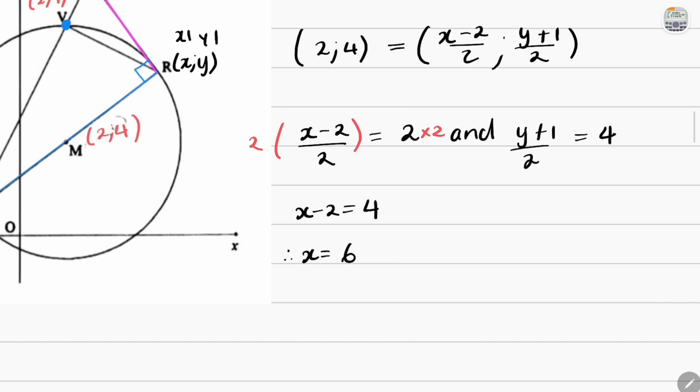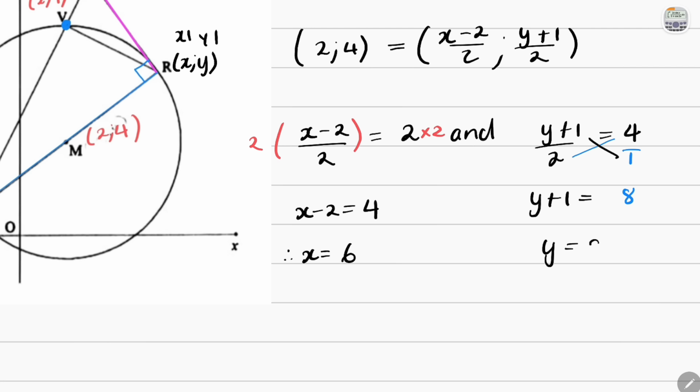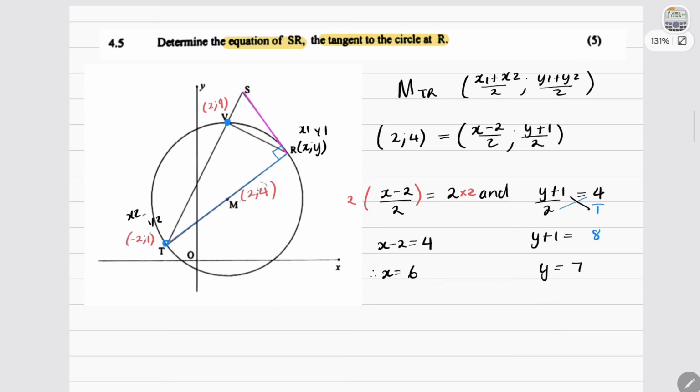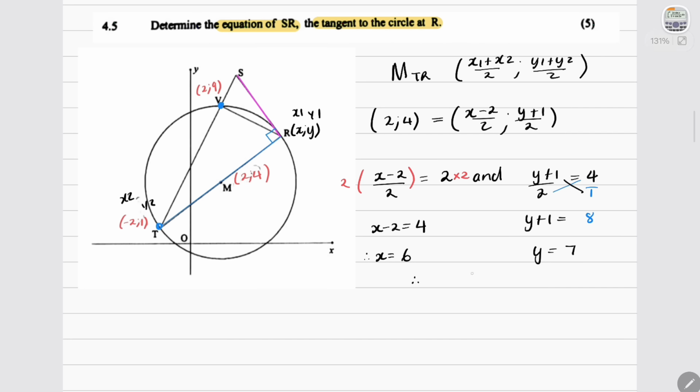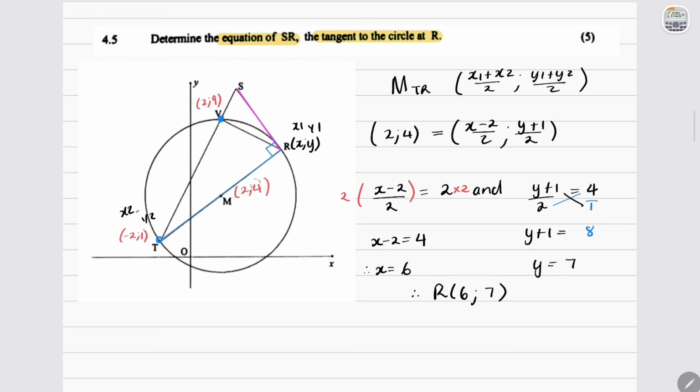Then we multiply both sides again by 2, or you can see this as cross multiplying. You're saying 2 times the 4 is 8. And then the Y plus 1 times 1 stays the same, so Y plus 1 is equal to 8. And so Y is equal to 8 minus 1, which is 7. So that's what we have. And I can finally say that this means that R is simply 6 and 7. Those are the coordinates of R.